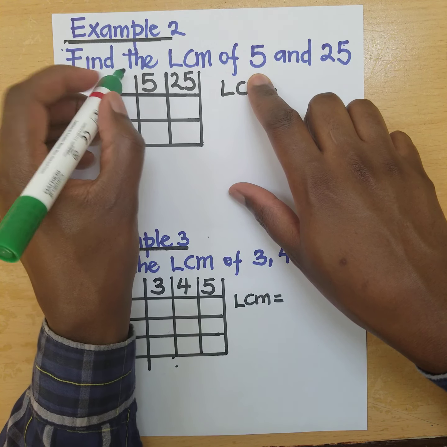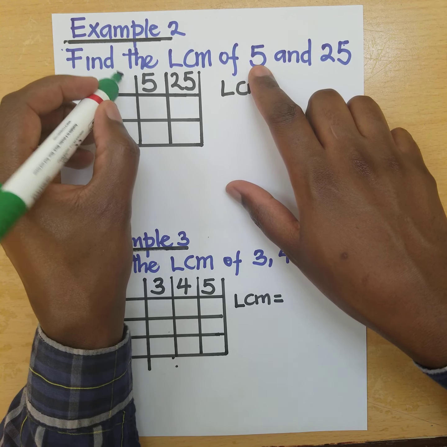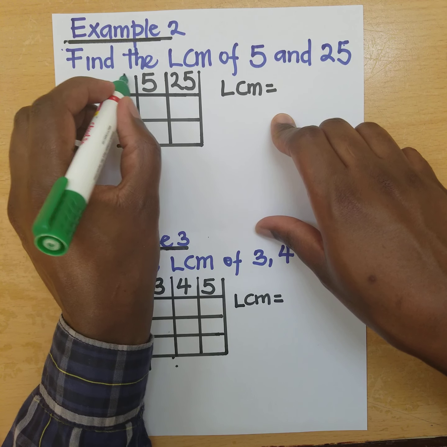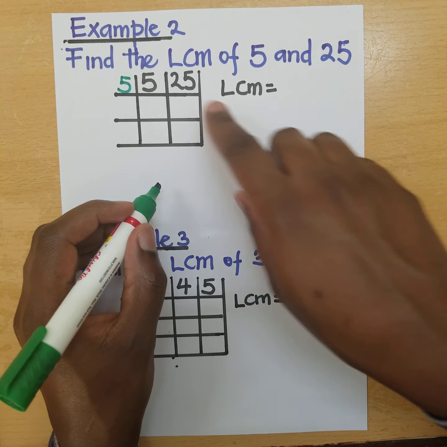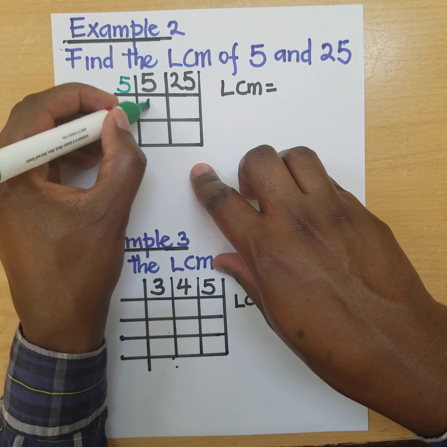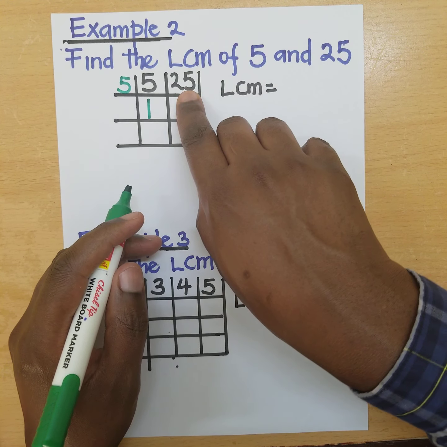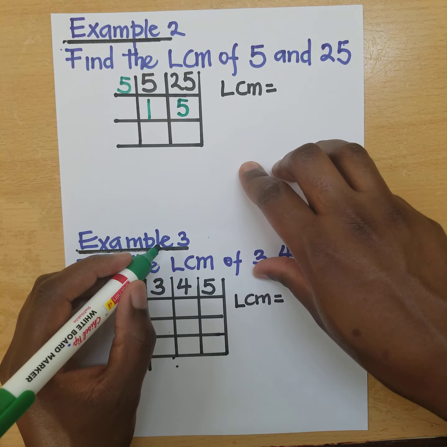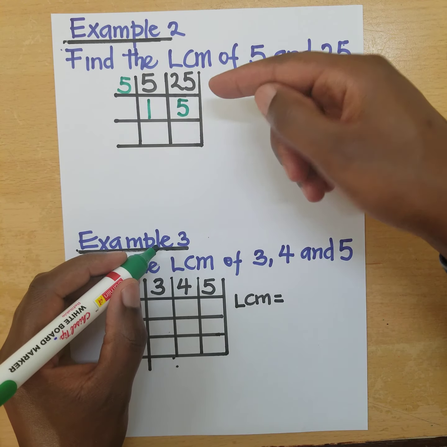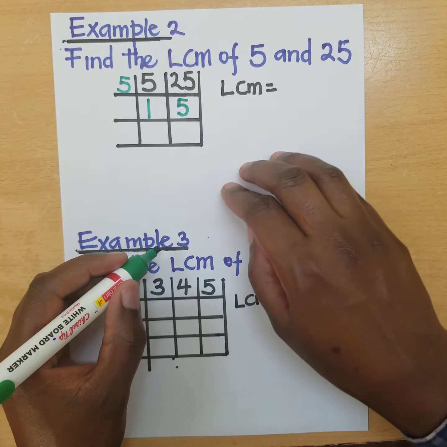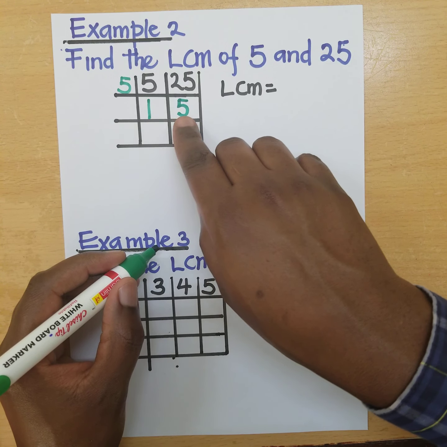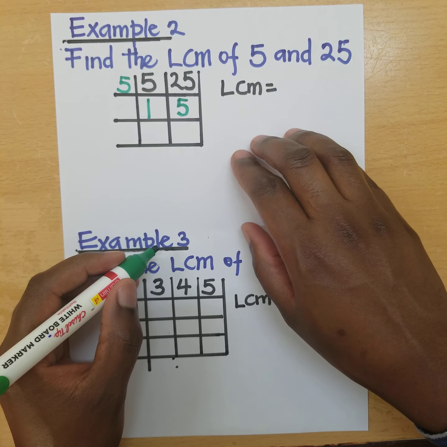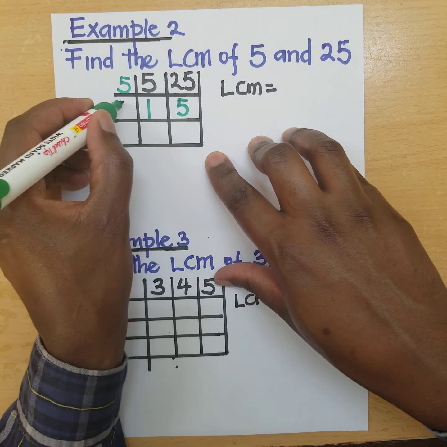If I try 5 divided by 5, I get 1. 25 divided by 5, I get 5. So 5 is possible. I'll use 5. We continue until we find that we cannot divide anymore. Which other number will you use to divide this 5 so that you don't get any remainder? It is 5. So I'll have 5.